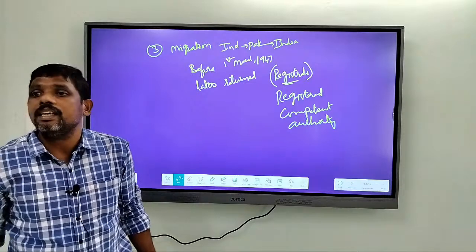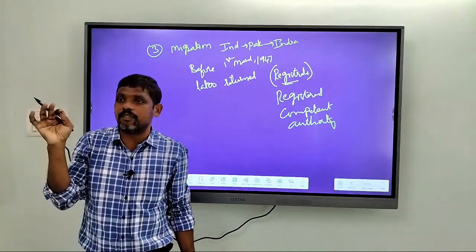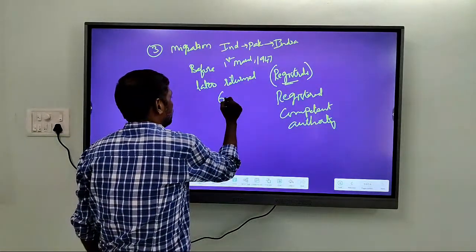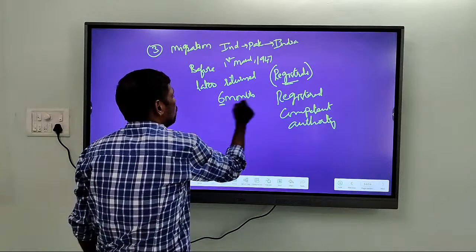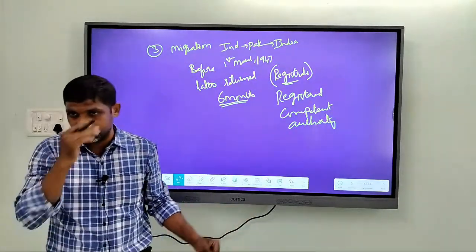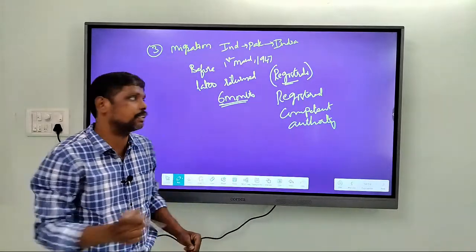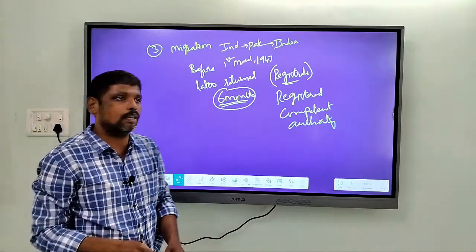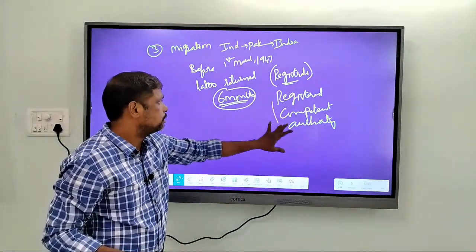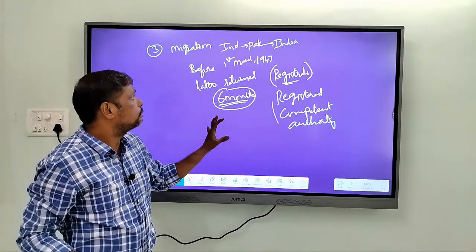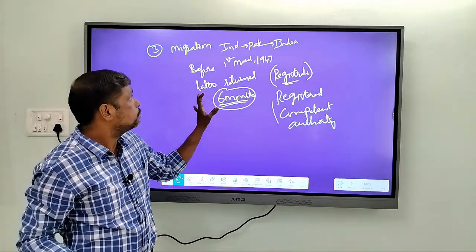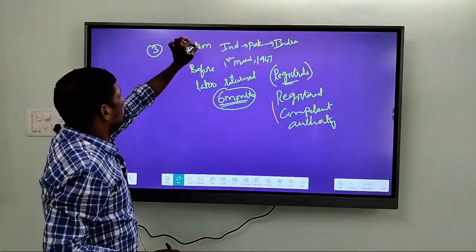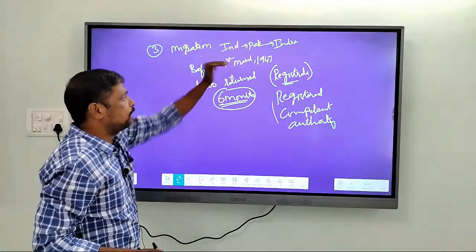Again the condition is, before getting registered, they should stay in India for a period of not less than 6 months. This is about the category of people who have migrated from India to Pakistan and later returned to India.